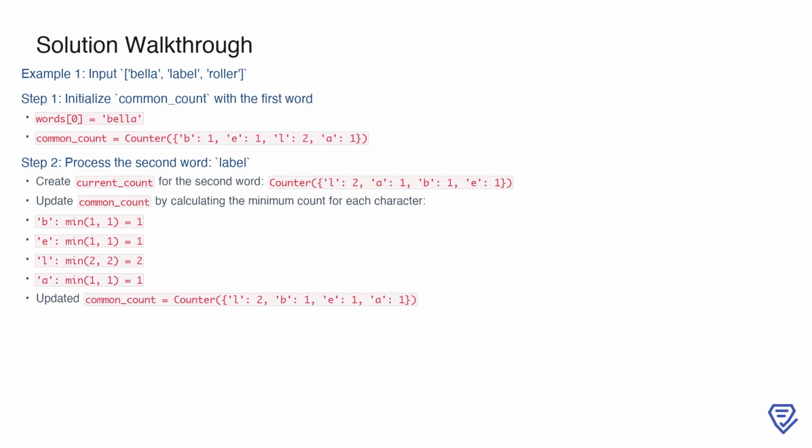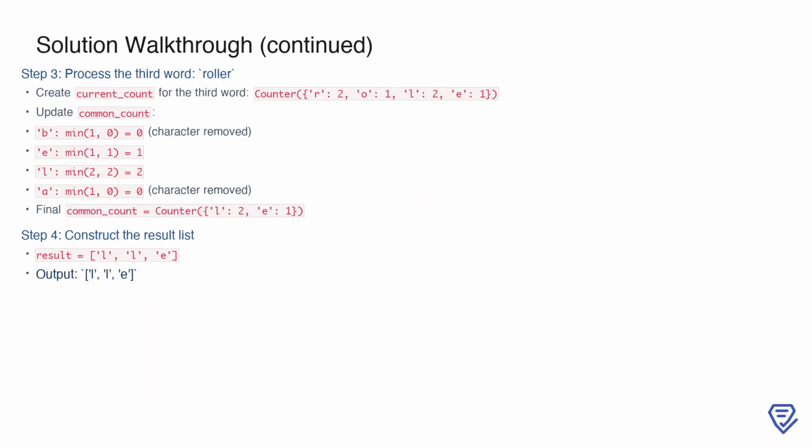two words. Now, we move on to the third word, roller. Again, we create a current_count dictionary for this word, which contains 2 Rs, 1 O, 2 Ls, and 1 E. We then update common_count by comparing and taking the minimum counts. For B and A, their counts drop to 0 since they do not appear in roller, so they are effectively removed from the dictionary. E remains with a count of 1, and L stays at 2. This final common_count becomes L: 2, E: 1.